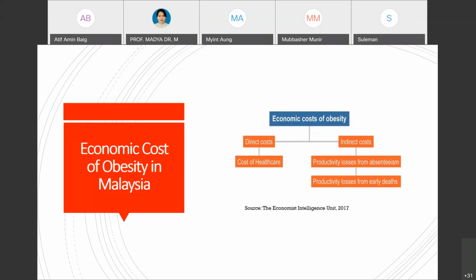Indirect cost is there when you have low esteem or low emotions, you think negatively about yourself, all those kinds of things which are associated with obesity. So all these things can also affect obesity a lot. Now we move on to the next slide.